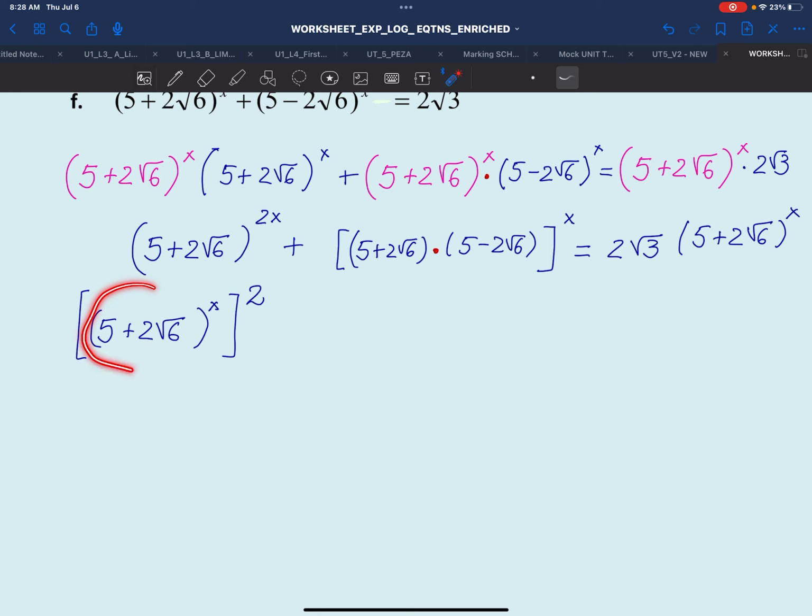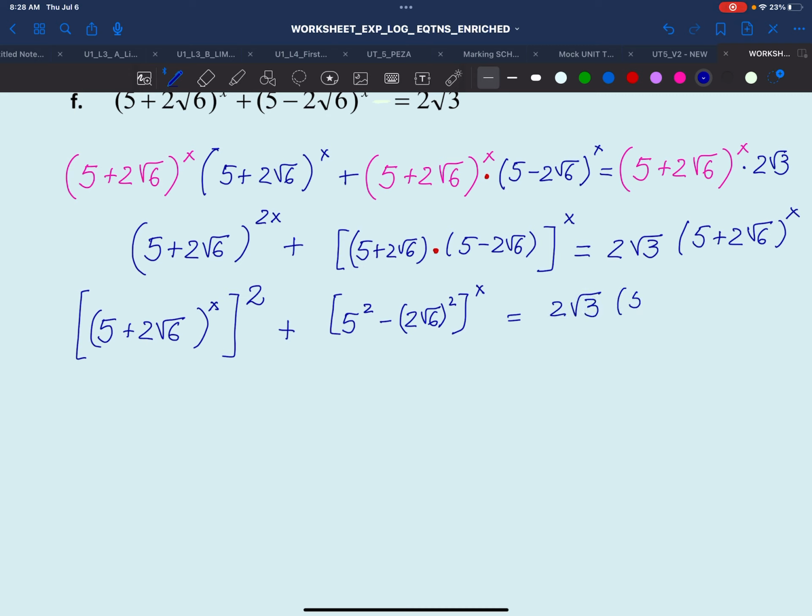So I have this good looking base in here to the power of 2. And then plus, now this is the exciting part. When you multiply these two conjugates, this is a difference of squares, right? So that would equal, and I'm taking the steps slowly, 5 squared minus 2 root 6 squared, and all of it will be to the power of x equals 2 root 3 times 5 plus 2 root 6 to the power of x.